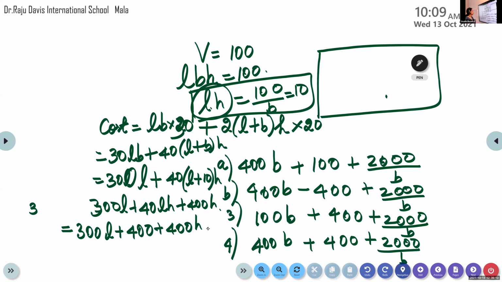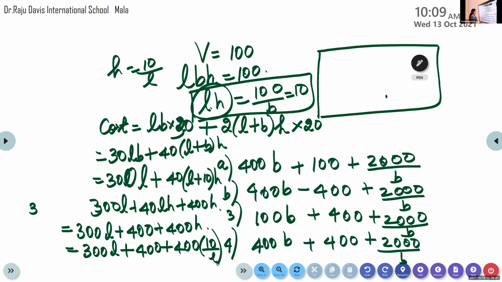Now substitute the value. It should be converted either in terms of L or in terms of H. So now LH is 10. From here, what is H? H is 10 by L, isn't it? If you substitute it, 300 L plus 400 into 10 by L. So you will get 300 L plus 400 plus 4000 by L.